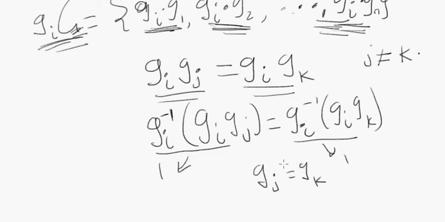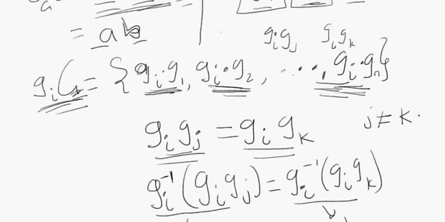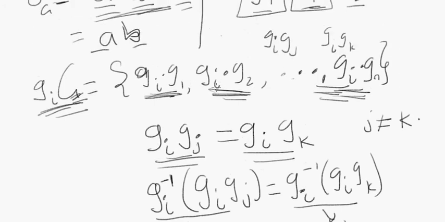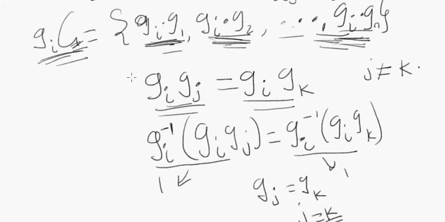So what this is telling us is that the only way, which obviously means that j equals k, that is, really we're dealing with the same element here. So every single element, gi times g1, gi times g2, gi times g3, and so on, every single element here is distinct. So that satisfies the other property of something to be a permutation.